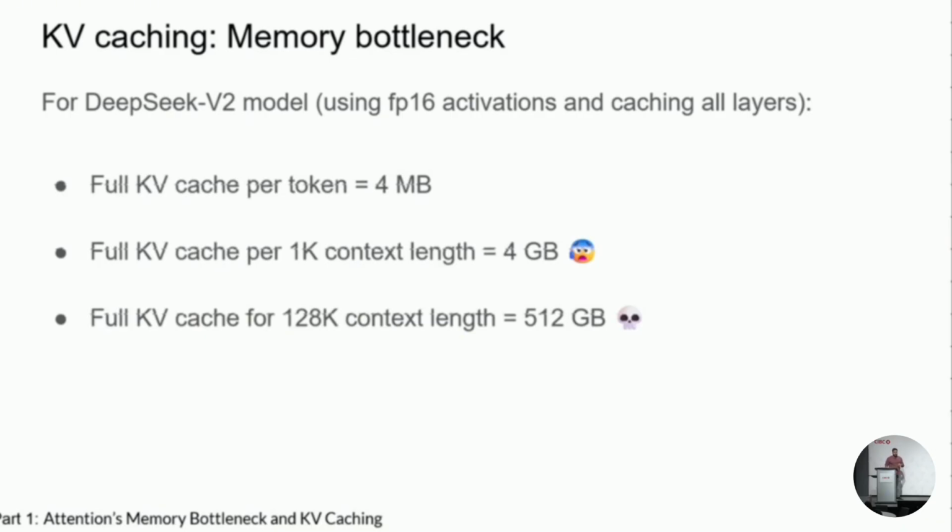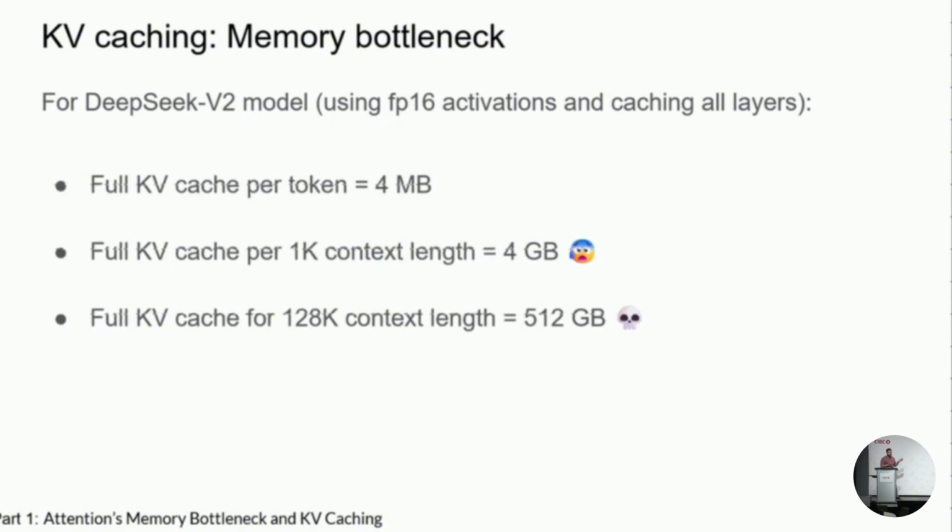So for the DeepSeek V2 model, if we were to store floating point 16 activations for the full KV cache, for each token, the KV cache will be 4 megabytes in size. And the context length for this model was 128,000. So the full KV cache for the entire model ends up being 512 GBs. And there's no GPU available today that's that big.